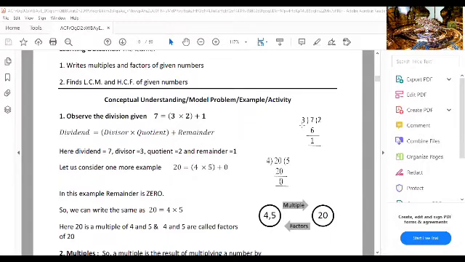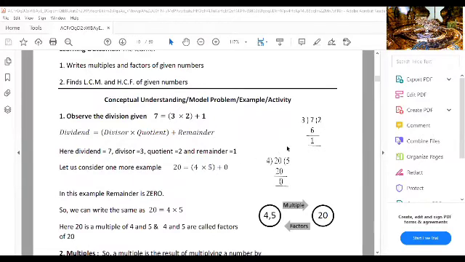In the 3 table, 3 1s are 3 and 3 2s are 6. Right, here 6. Now 7 minus 6 we get 1. This is called the remainder. This portion is called the dividend. This portion is called the divisor. This portion is called the quotient. This portion is called the remainder. Now what we get here? Dividend value is 7, divisor value is 3, quotient value is 2, and remainder value is 1.